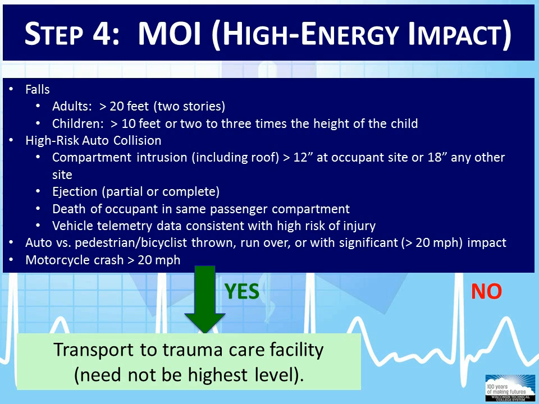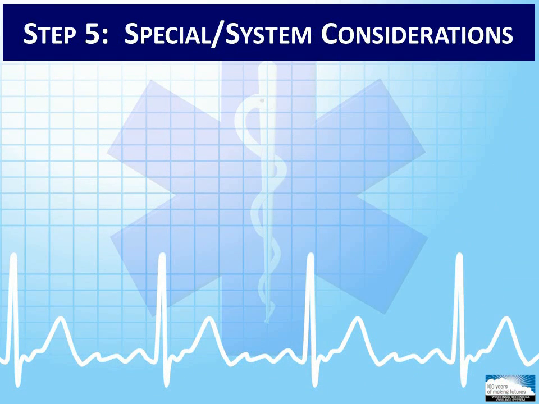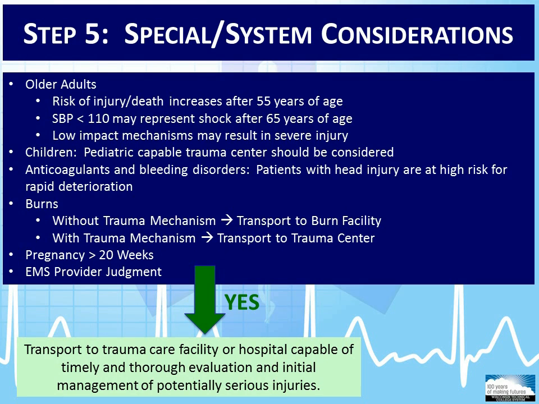If these criteria are not met, the last step is to evaluate special patient or system considerations. To assess for special patient or system considerations, begin by evaluating the age of the patient. The risk of injury or death from a traumatic incident increases once a person reaches 55 years of age. For those over 65 years of age, a systolic blood pressure of less than 110 millimeters of mercury may actually be indicative of shock. Lastly, low-impact mechanisms, such as a ground-level fall, may result in severe injury to an older patient. These types of patients should be transported to a trauma care facility.